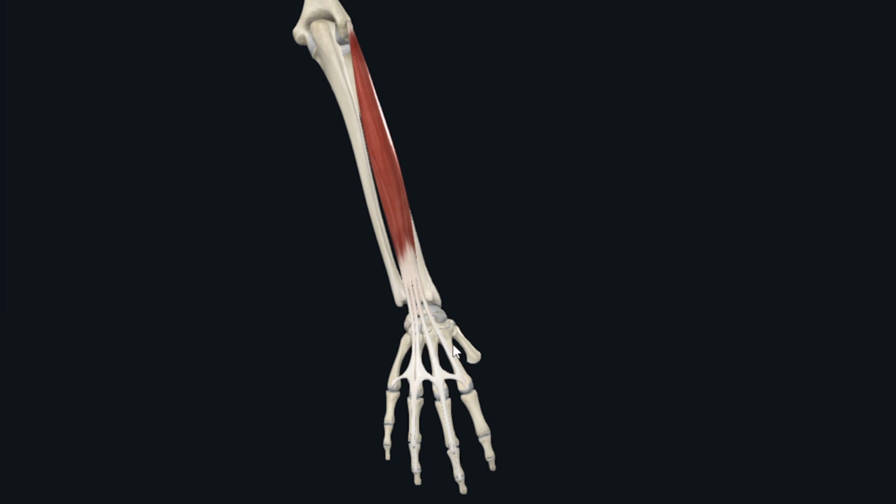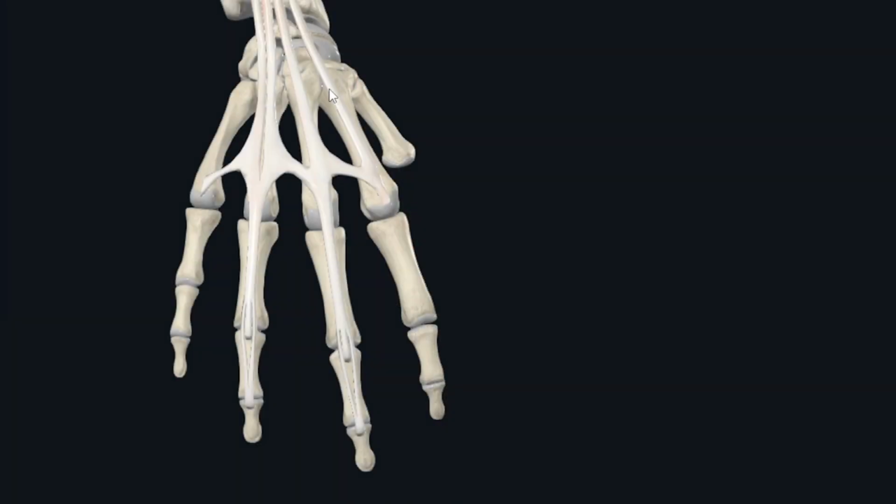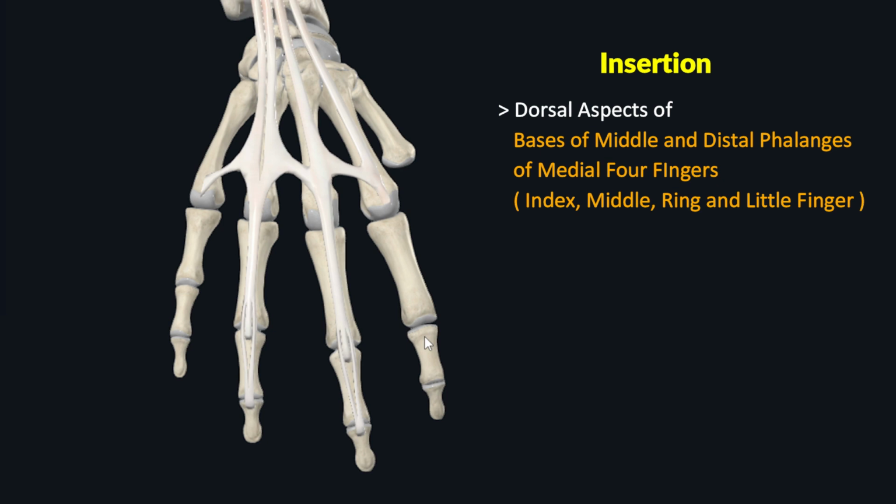and these tendons then cross the wrist joint to enter the hand. And in the hand, these tendons travel inferiorly to insert onto the dorsal aspects of bases of middle and distal phalanges of medial four fingers. That is the index, the middle, the ring, and the little fingers.